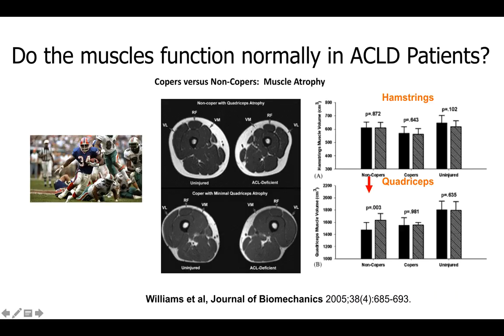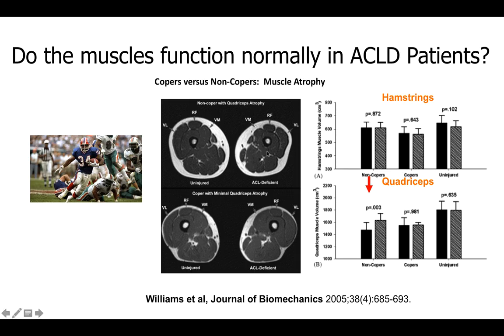But what's well known is that a small subset of about 25% of patients with ACL deficiency can do extraordinary things, like Thurman Thomas, who played for the Buffalo Bills without an ACL for several years. Those people are called copers. So we compare copers to non-copers. Some things stand out. One thing that doesn't is laxity. Laxity is the same in copers and non-copers.